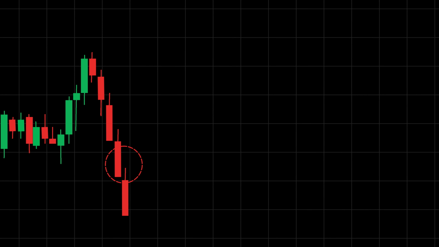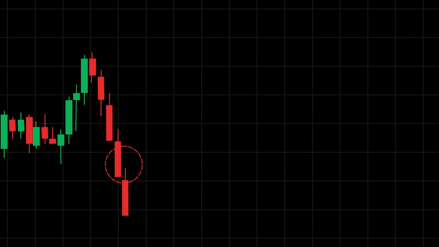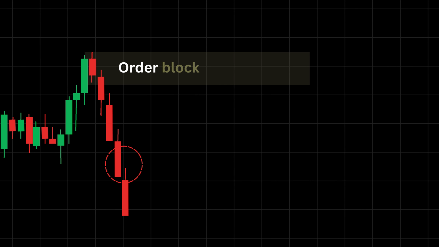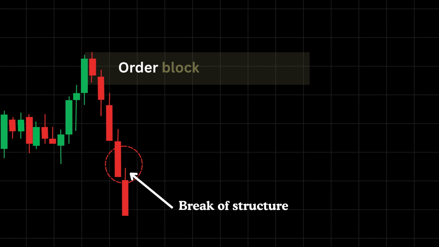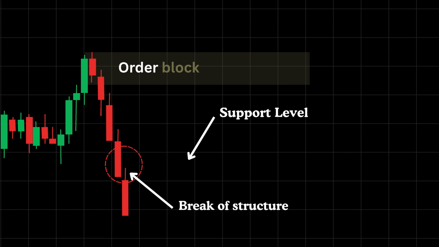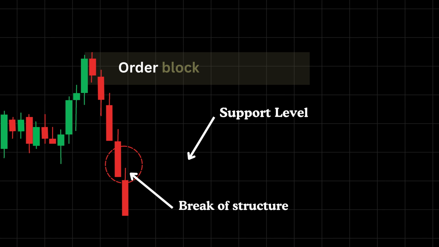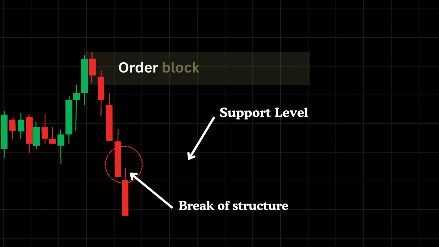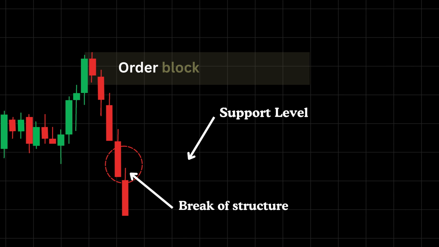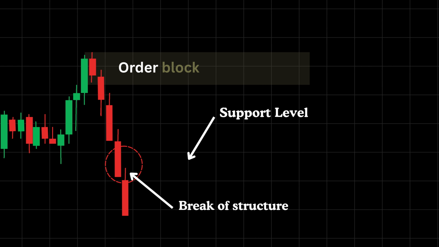Here's an example. You might say the market made a sharp move downward, and there's a clear imbalance visible. So, this appears to be a potential order block. But for it to be considered valid, we need confirmation via a break of structure, specifically, a clean break beneath the previous support level. Now watch what unfolds. The market drops below that support, confirming the order block's validity. Then, as price pulls back into the order block, it gets rejected and continues its downward move.